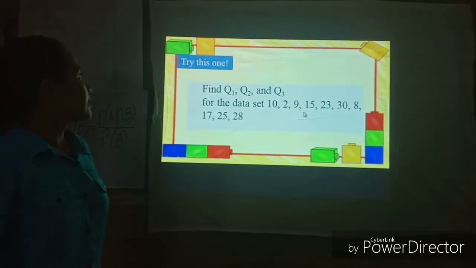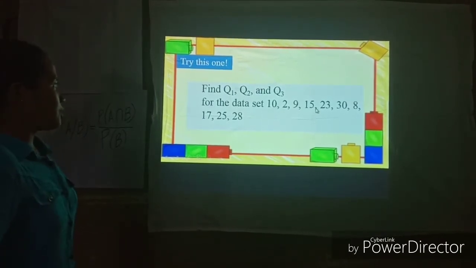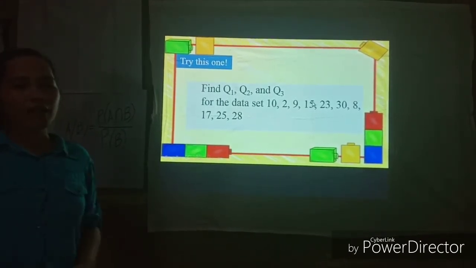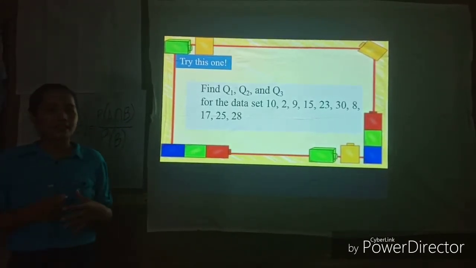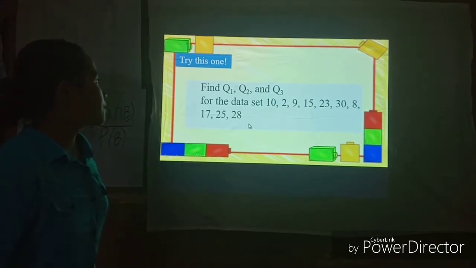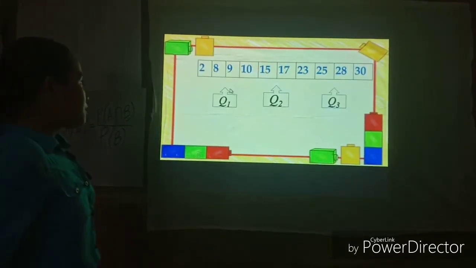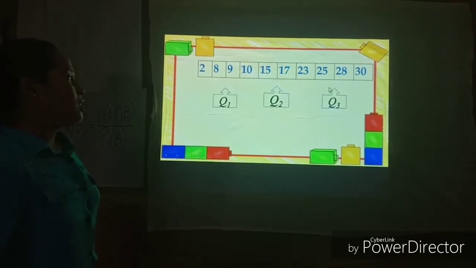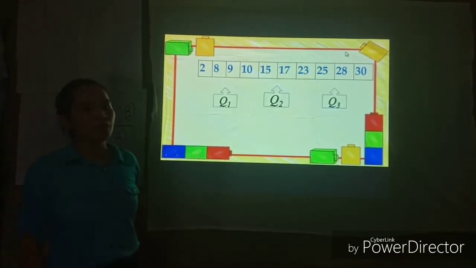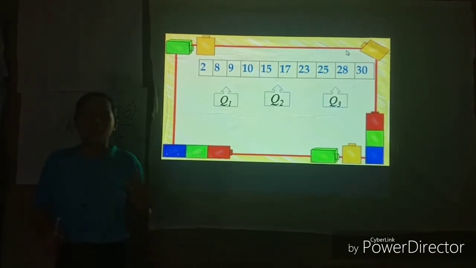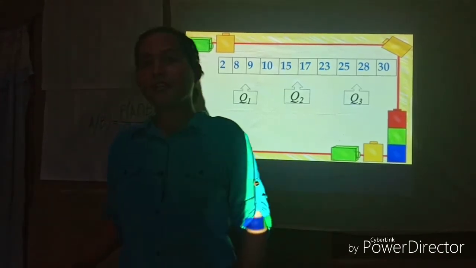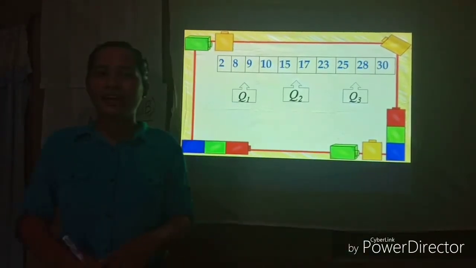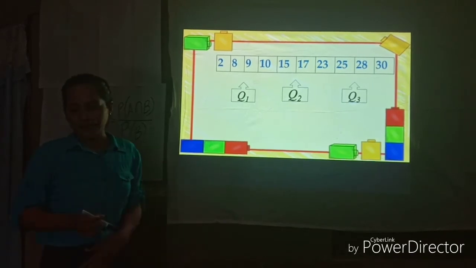You try this one. Find the Q sub 1, Q sub 2, and Q sub 3 for the data set. You only have 1 minute to solve this one. Okay, then class, the answer will be: the Q sub 1 is located between 8 and 9, 15 and 17, 25 and 28. So you're going to use also the linear interpolation. Okay, your answers are correct, class. Very good. Do you have any questions regarding our topic?